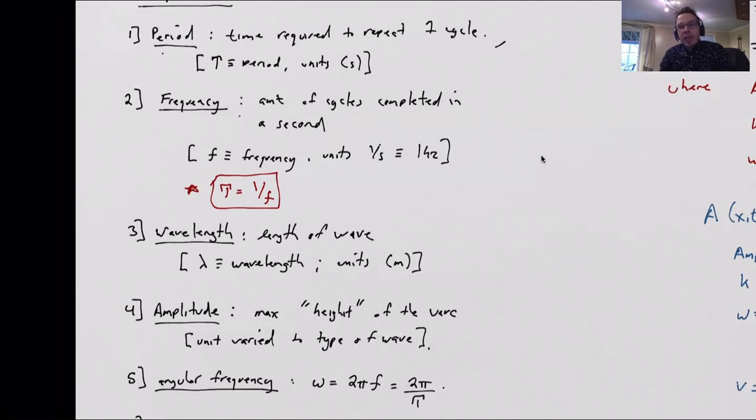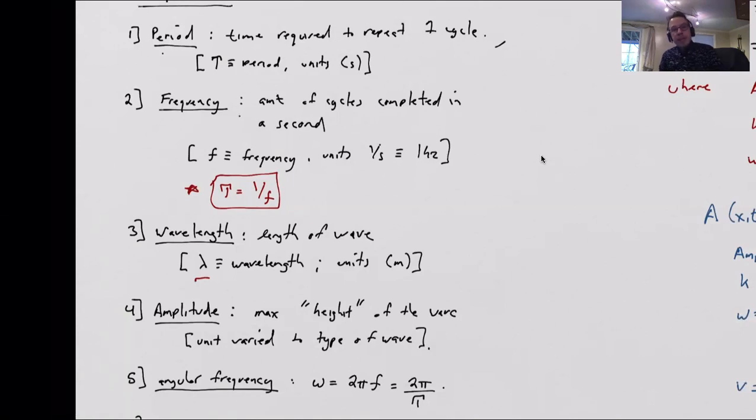We give that the Greek letter lambda. That's this little scripty looking thing down here. And obviously, if it's a length, its units have to come in our standard of length, which is meters.